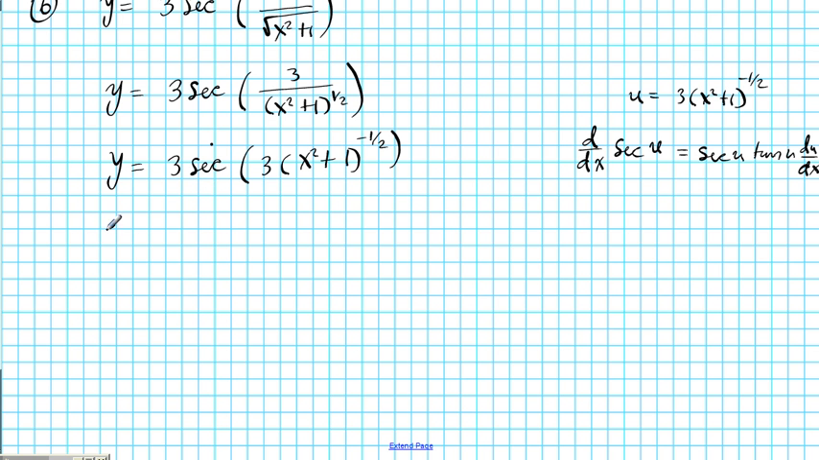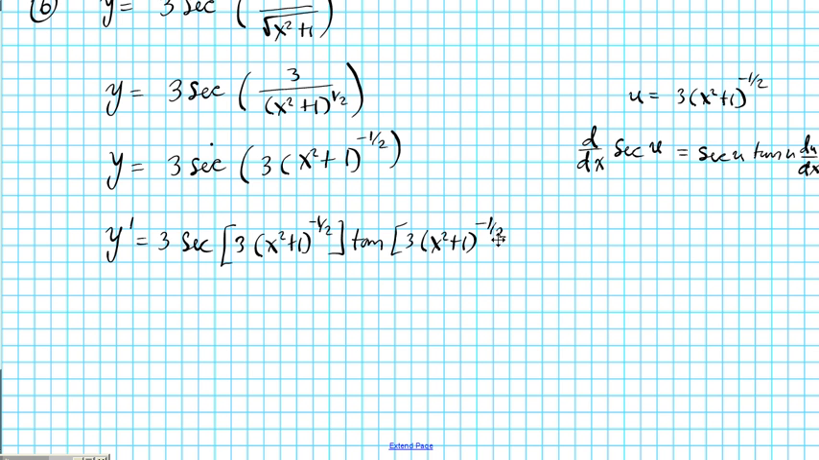So, forgetting about this, if we focus our attention on secant, the derivative of secant is secant and tan. So, y prime is going to be, this is a constant, so we just leave it outside, times secant of u, but remember, u is this interior function right here. So, instead of writing secant u tan u, I'm going to write secant of 3 times (x squared plus 1) to the negative 1/2, tan of the same story, tan of 3 times (x squared plus 1) to the negative 1/2, that's secant u tan u.